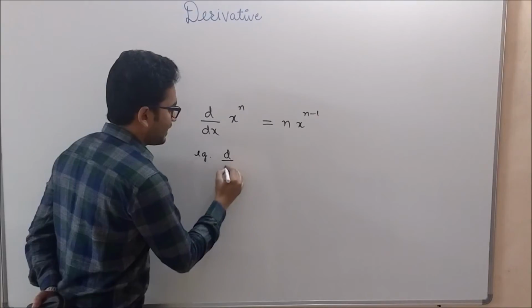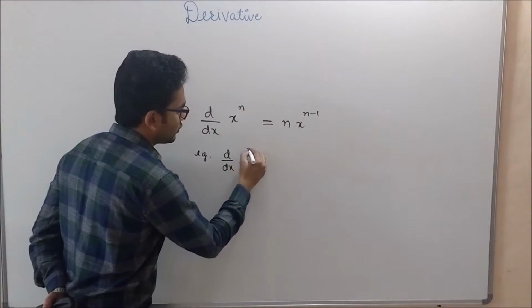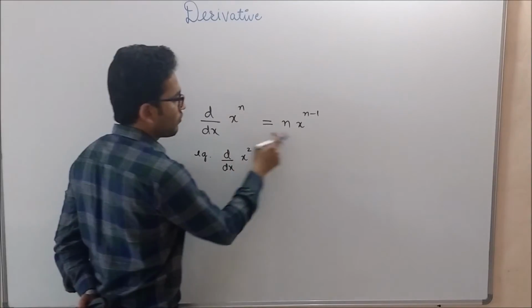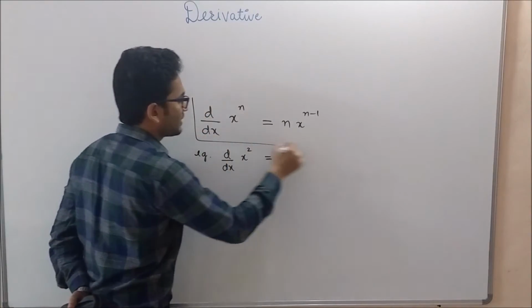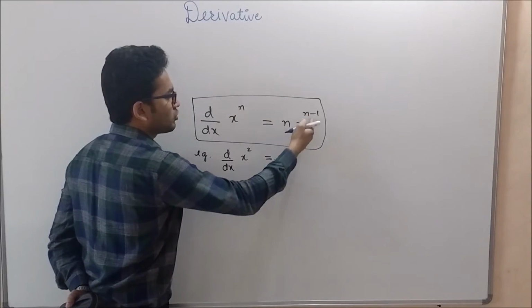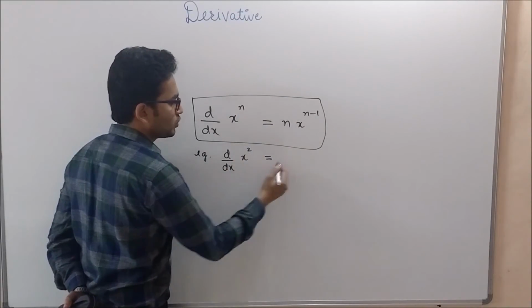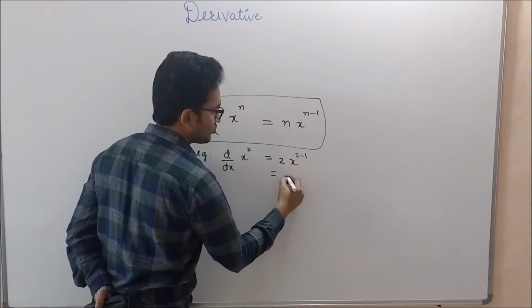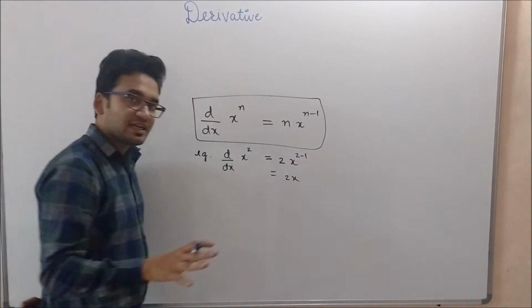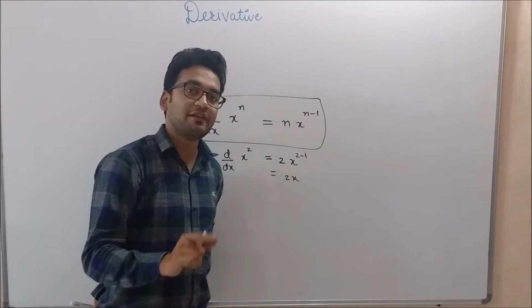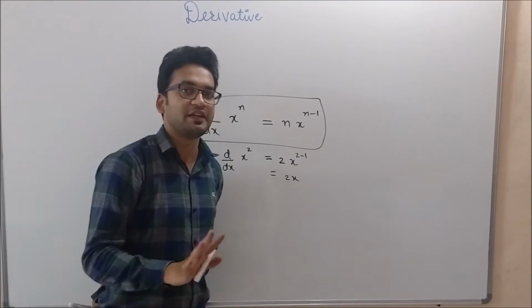It is asked: find the derivative of x raised to 2. At the place of n, what is there? 2. So what does the derivative formula say? It says that n should come in front and x raised to power n minus 1. Here n is 2, so 2 should come in front, x raised to 2 minus 1, which equals 2x. Guys, a very interesting, very simple topic, only if you are aware of the basics of derivative.